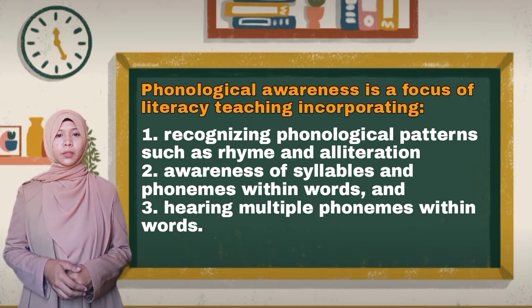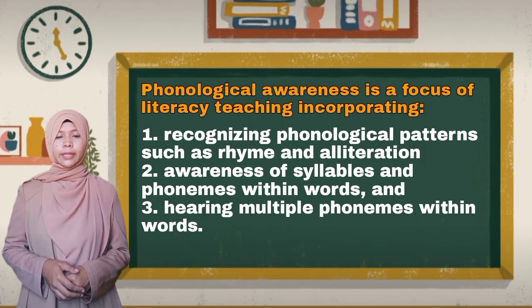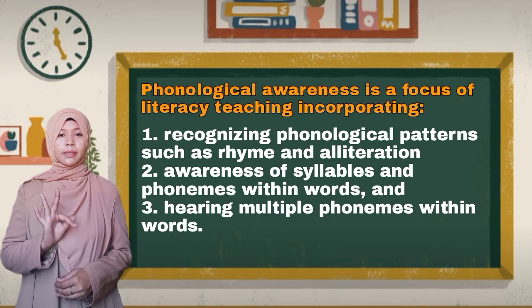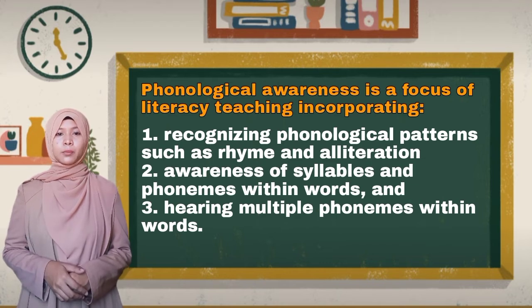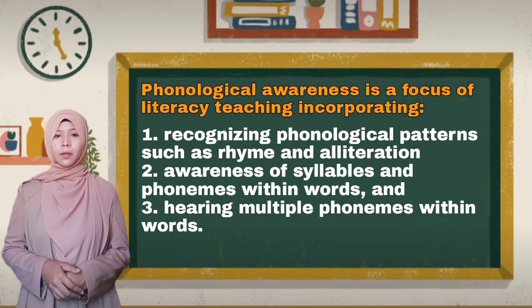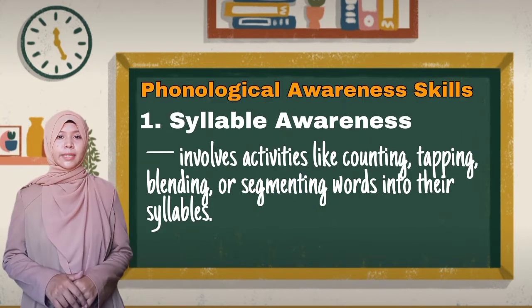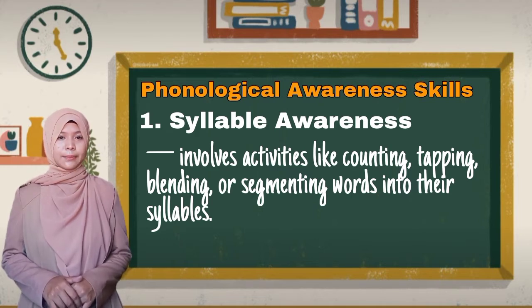A syllable is a single unbroken sound of a spoken or written word. Phonemes, on the other hand, are the smallest units of speech. Number 3. Hearing multiple phonemes within words. Words can be made up of more than one phoneme. Now, let us proceed to the different phonological awareness skills. These can be conceptualized within a sequence of increasing complexity.